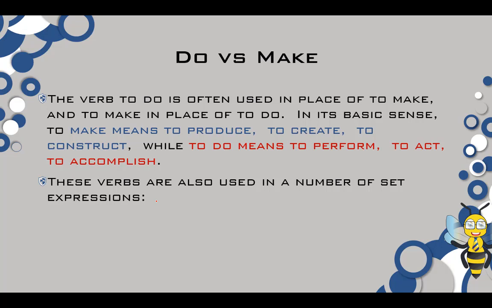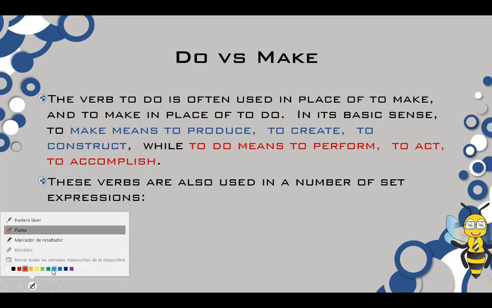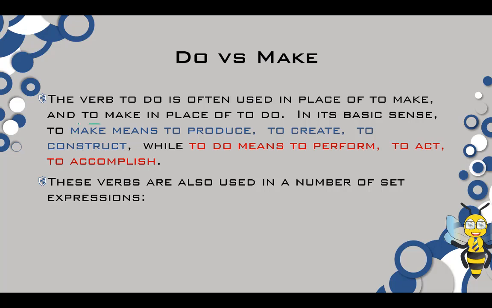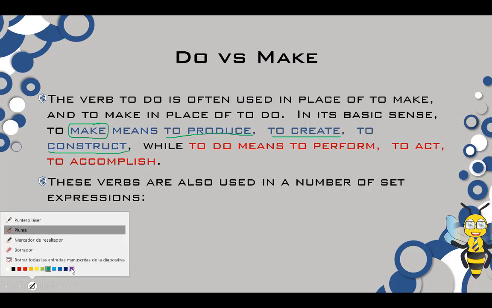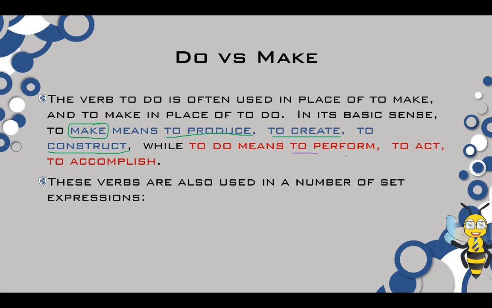In its basic sense, to make means to produce, to create, or to construct. On the other hand, to do means to perform, to act, or to accomplish. Okay.